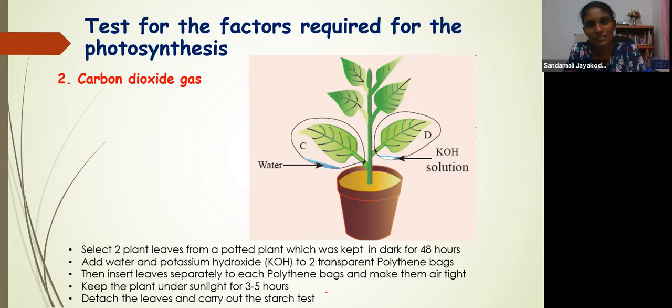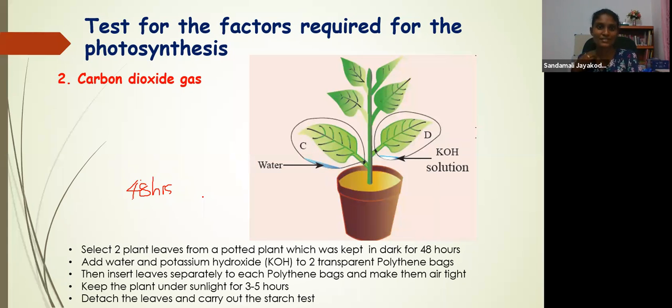To test whether carbon dioxide is required or not, we have to use this setup. Here we have a potted plant again, in the same way as in the previous test. We have a potted plant which has been kept under dark conditions for 48 hours. Again, 48 hours we have to keep it in the dark. And then we take it out, we select two leaves.